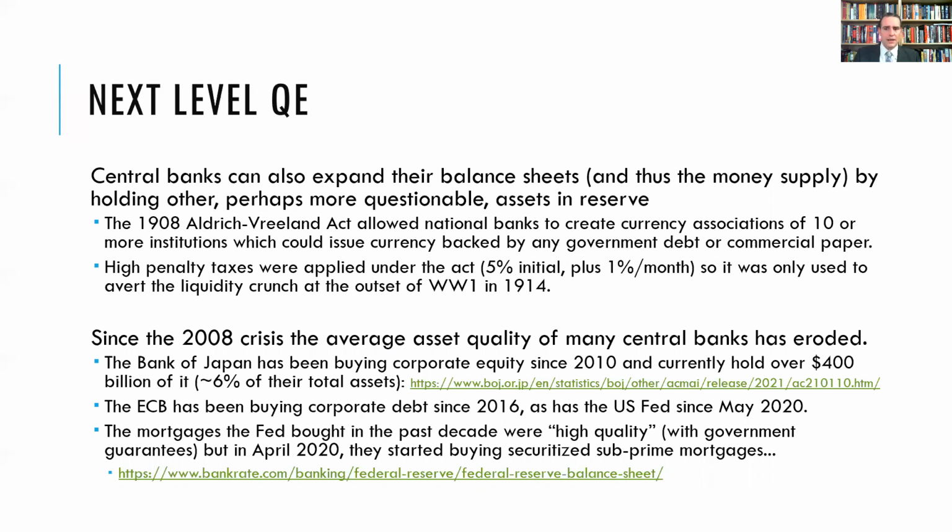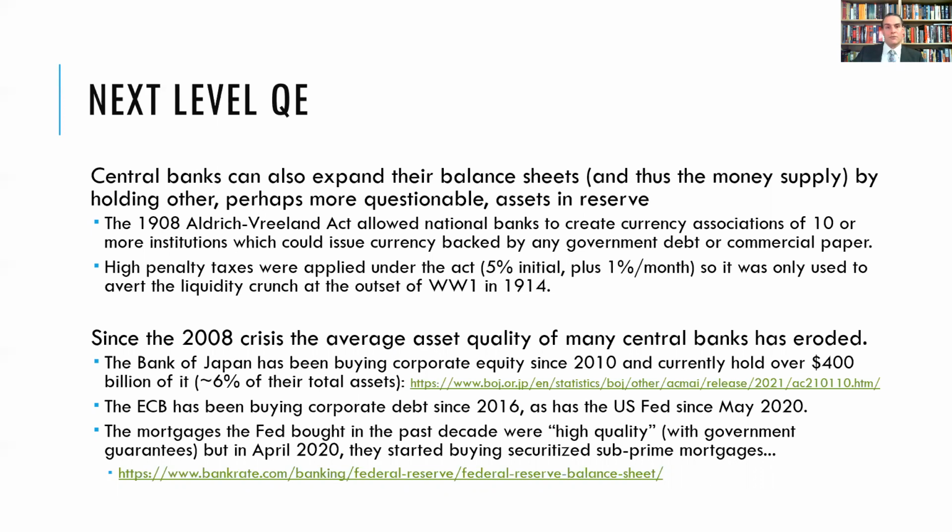Now, to get an example of how far back this goes, if we rewind 112 years to 1908, the Aldrich-Vreeland Act in the United States allows national level banks to create currency associations. The reason the Aldrich-Vreeland Act was important in 1908 is you'll remember this was immediately after the 1907 banking crisis that JP Morgan had engineered a rescue for.